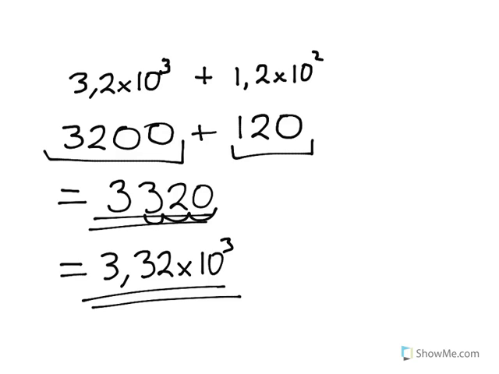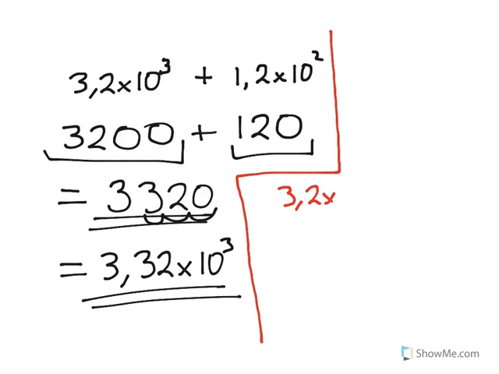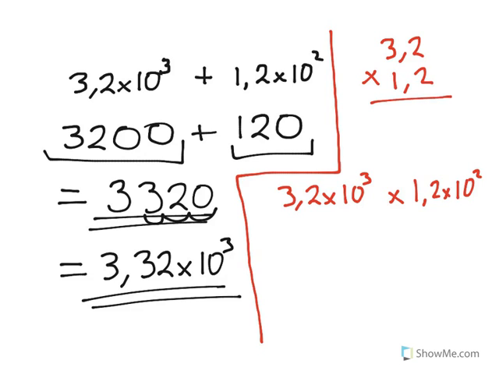Let's think a little bit about what would happen if, instead of adding those terms together, we'd actually multiplied them together. 3.2 times 10 to the power 3 multiplied by 1.2 times 10 to the power 2. Well, the first thing we would have to do is multiply 3.2 multiplied by 1.2. We do multiplication by ignoring the decimal points and putting them back in afterwards.